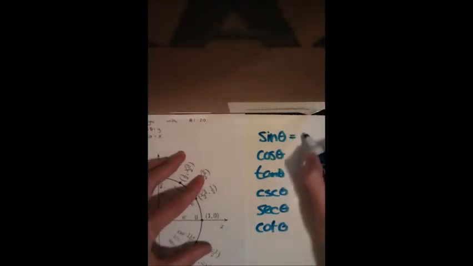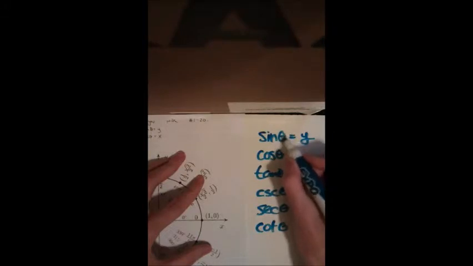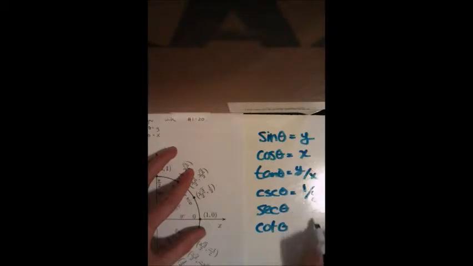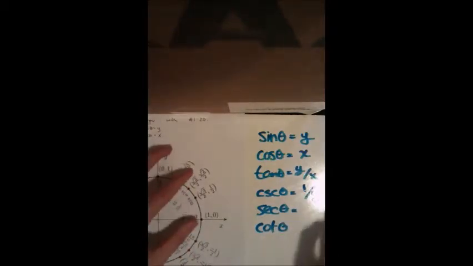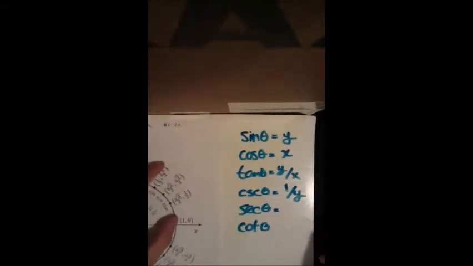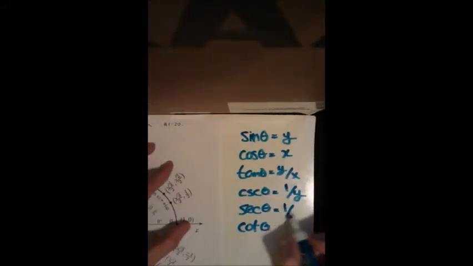Sine is found by just looking at the y value at the angle theta on the unit circle. Cosine is the x value, and tangent is y over x. It's sine over cosine, in other words. Cosecant is the reciprocal of sine, so we take sine and flip it, get 1 over sine, or 1 over the y value. Secant is 1 over the x value, and cotangent is the reciprocal of tangent, so that would be x over y.